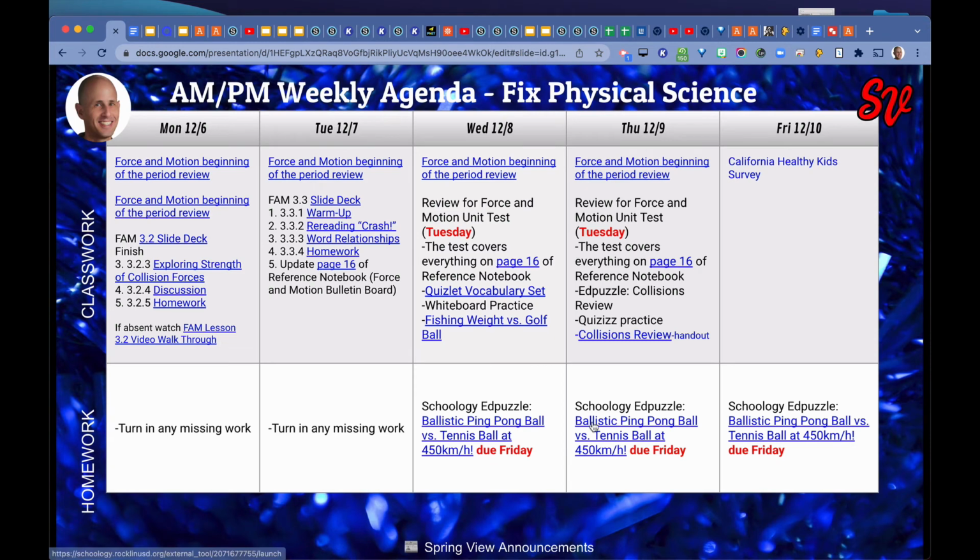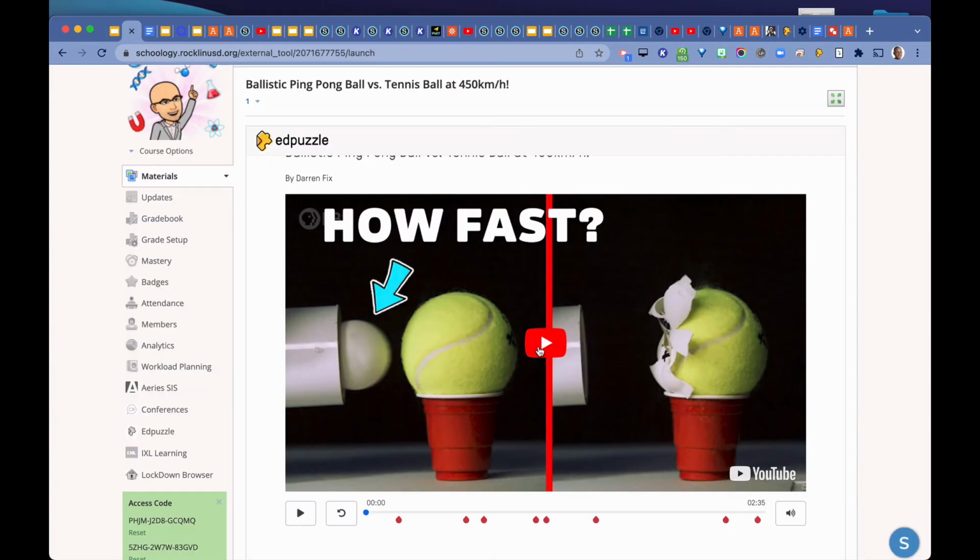Then finally we had an Edpuzzle, ballistic ping pong ball versus tennis ball at 450 kilometers per hour. So students looked at this, and again, it's a collision between a ping pong ball and a tennis ball, and they should know, again, when the ping pong ball hits the tennis ball, the forces on each object are going to be exactly the same strength. And because the ping pong ball's mass is so much less than the tennis ball, its change in velocity is much greater than the tennis ball.